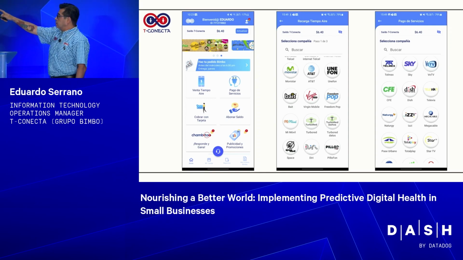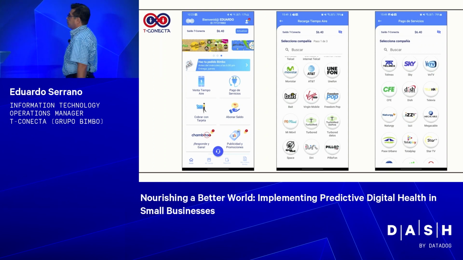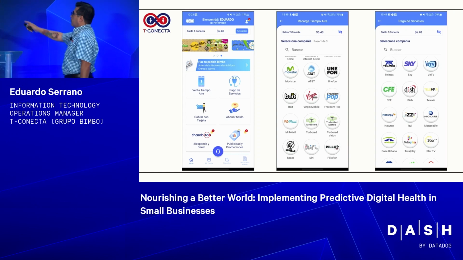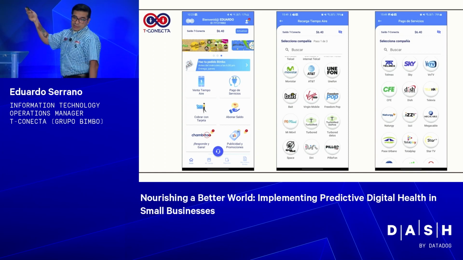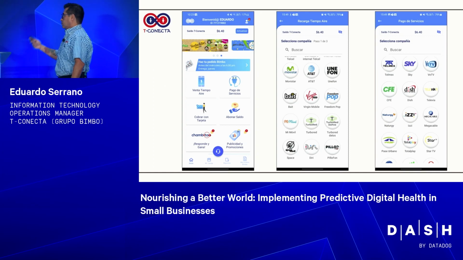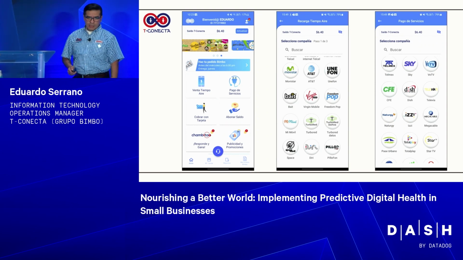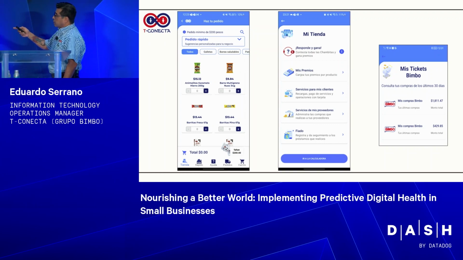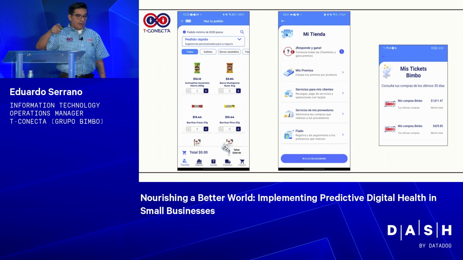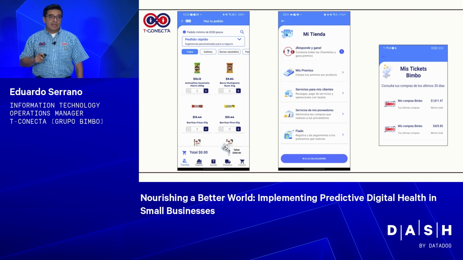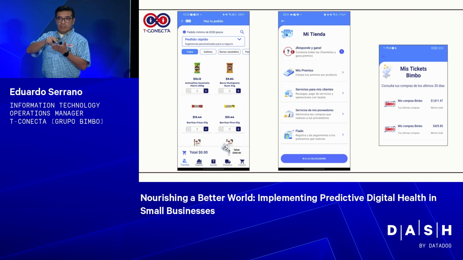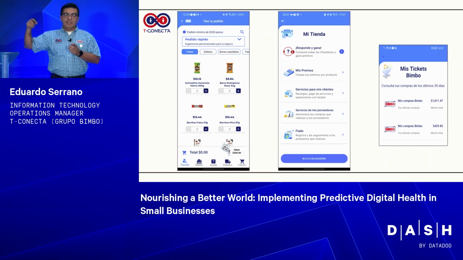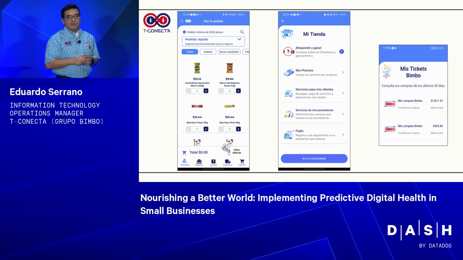We have a lot of carriers in order to offer a big catalog of products like Movistar, AT&T, and other Mexican carriers. We have a lot of service providers, Telmex for telephone, Sky for satellite television, and others. And these stores can order the Bimbo products through our platform, through this marketplace functionality. The order goes to the distribution center, and the distribution center sends the product.